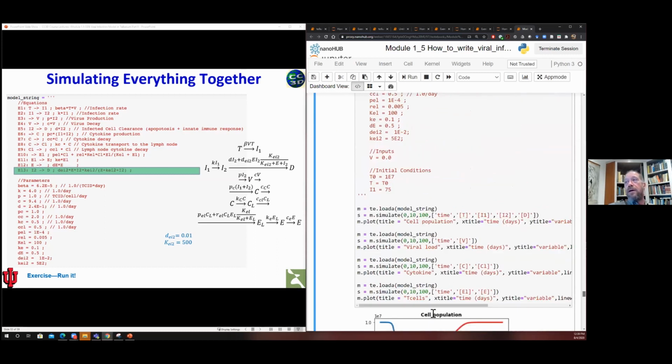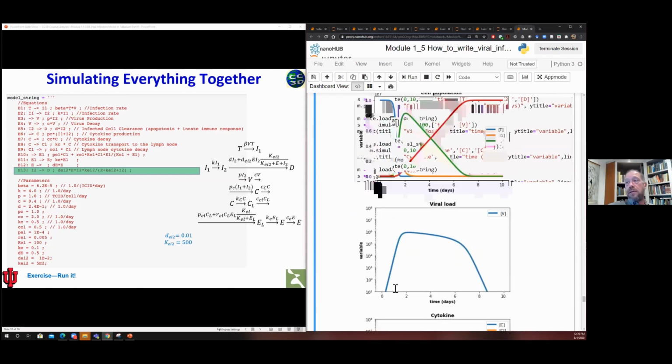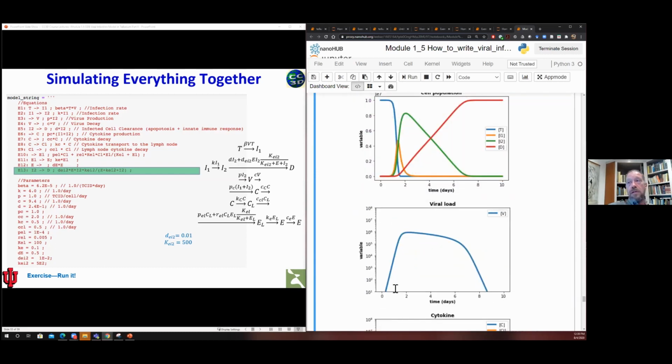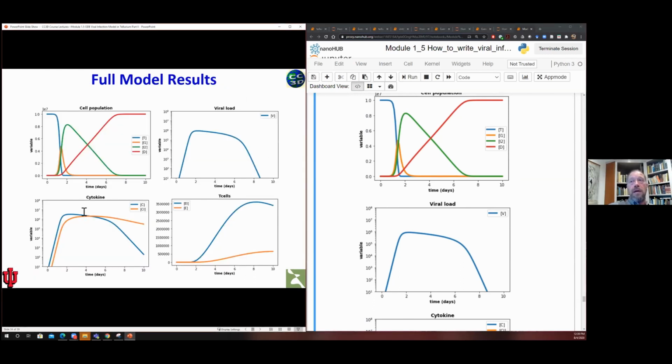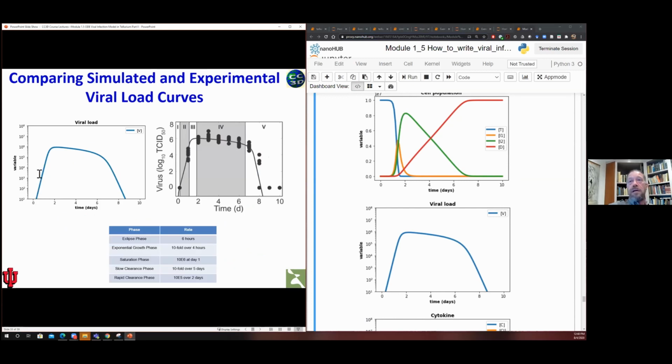So now if I look at my viral load curve, I finally have what I wanted. I have my latency. I have my exponential increase and saturation. I have my slow decay, followed by my rapid decay with clearance at day 8. And we cheated a little bit in the sense that some of these parameter values are coming from the fact that we know what answer we want. That happens a lot in models of this kind. And we could definitely argue about some of the decisions we made in terms of saturation.